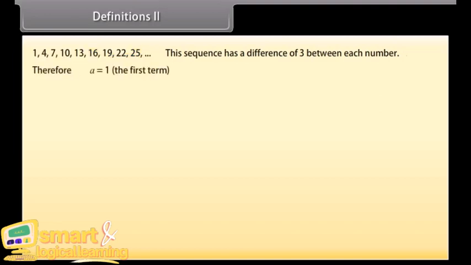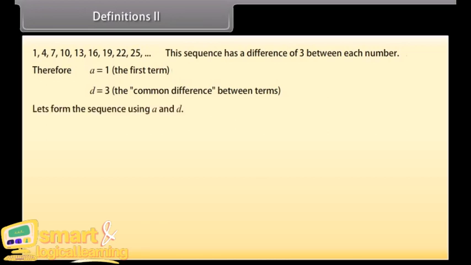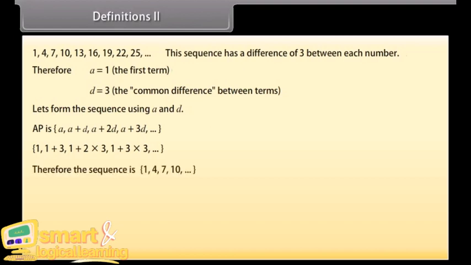Definitions 2. Look at this example now. We can see that this sequence has a difference of 3 between each number. Therefore, a is equal to 1, the first term, and d is equal to 3, the common difference between terms. Let's form the sequence using a and d. We know AP is equal to a, a plus d, a plus 2d, a plus 3d, and so on. Substituting the values of a and d, we get 1, 1 plus 3, 1 plus 2 into 3, 1 plus 3 into 3, and so on, which gives the sequence 1, 4, 7, 10, and so on.